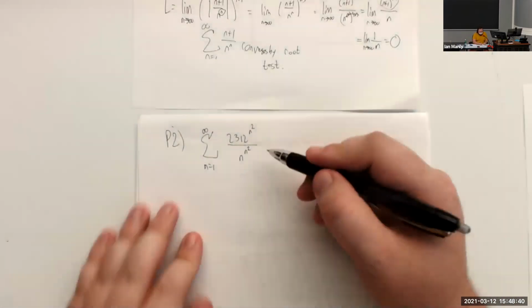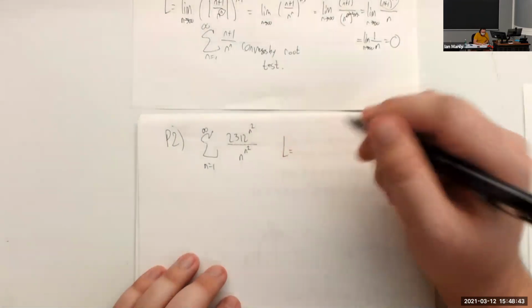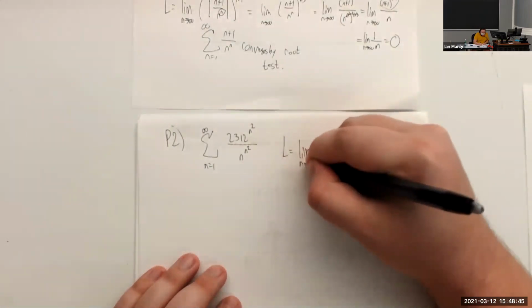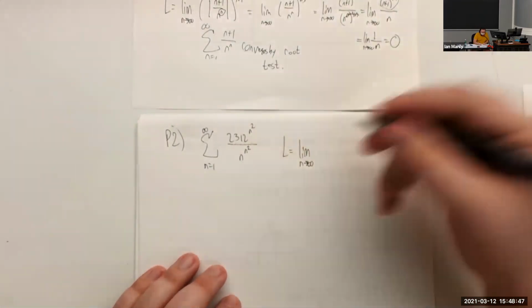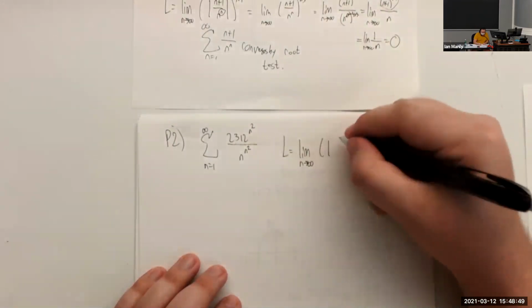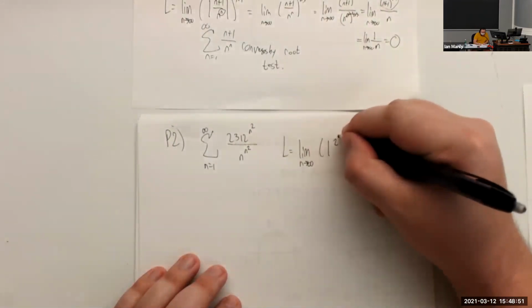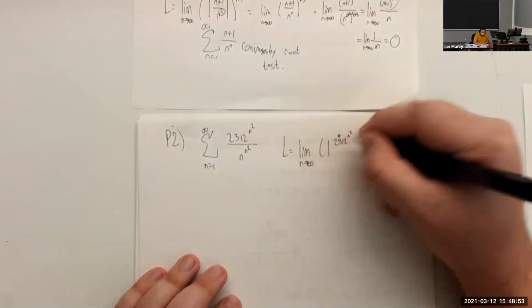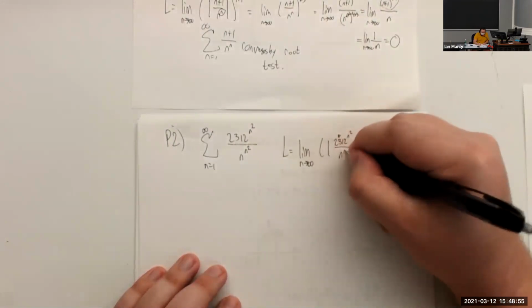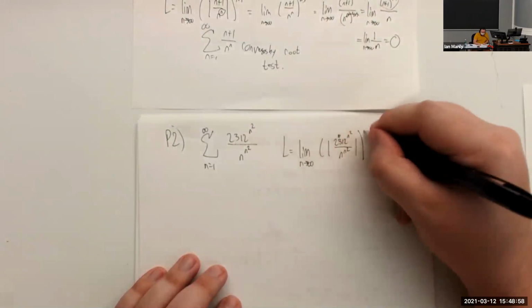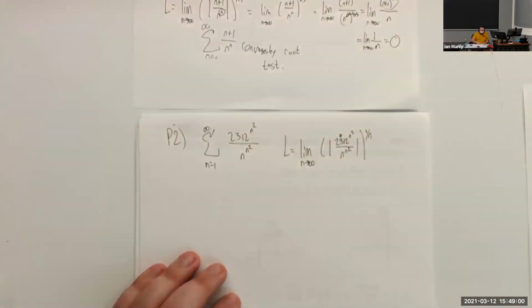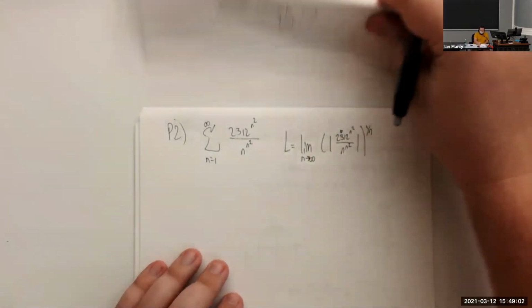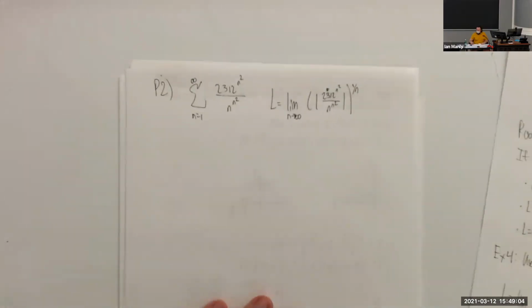Anyways, let's go ahead and take a look at this. So let's do the root test. That's the limit as n goes to infinity of the absolute value of this monstrous function, 2312 to the n squared over n to the n squared, and all that's raised to the 1 over n power. These are certainly positive, so we can get rid of the absolute value here.